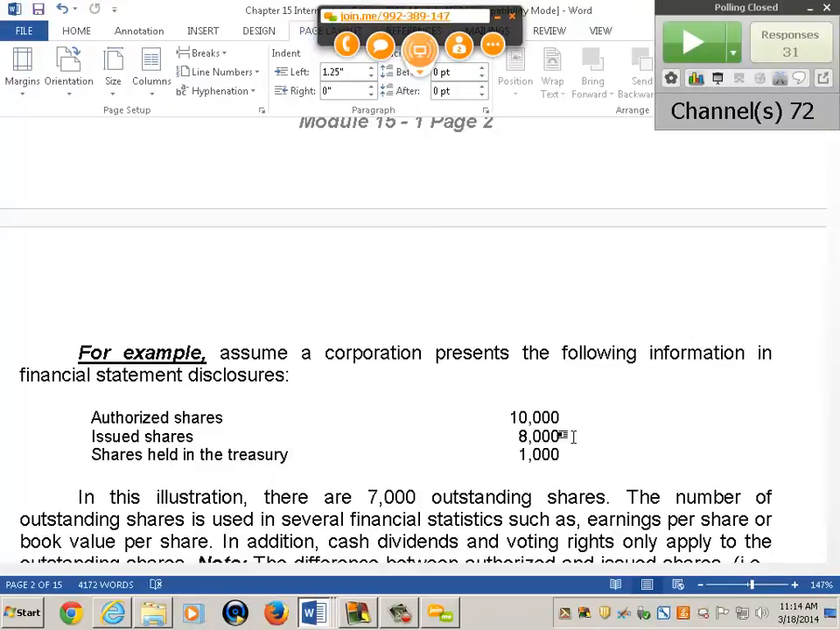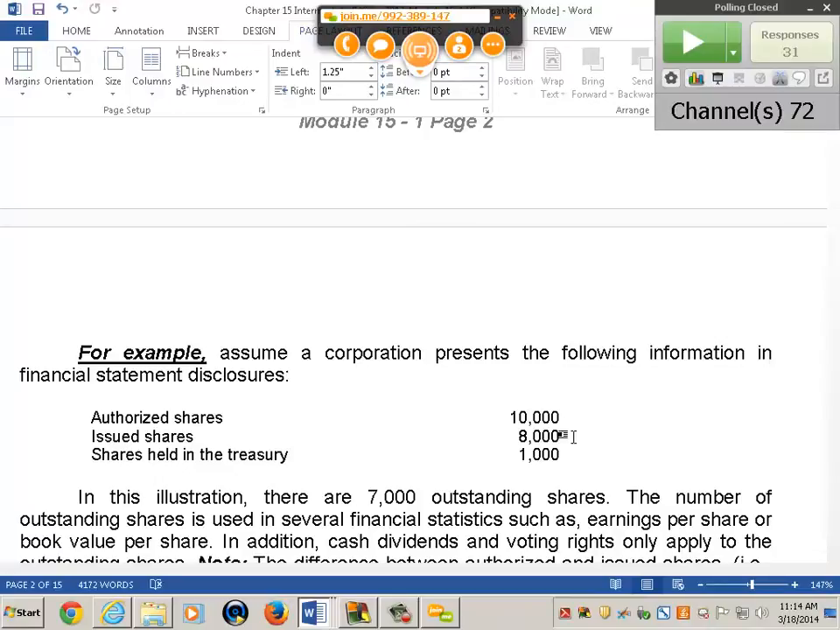The other shares are unissued. Now the unissued stock is not important for accounting, so you had 10,000 authorized, you issued 8,000, so the other 2,000 are unissued. Not critical from an accounting standpoint, but from a finance standpoint, clearly you need to know how many shares are still available to be distributed to the marketplace.